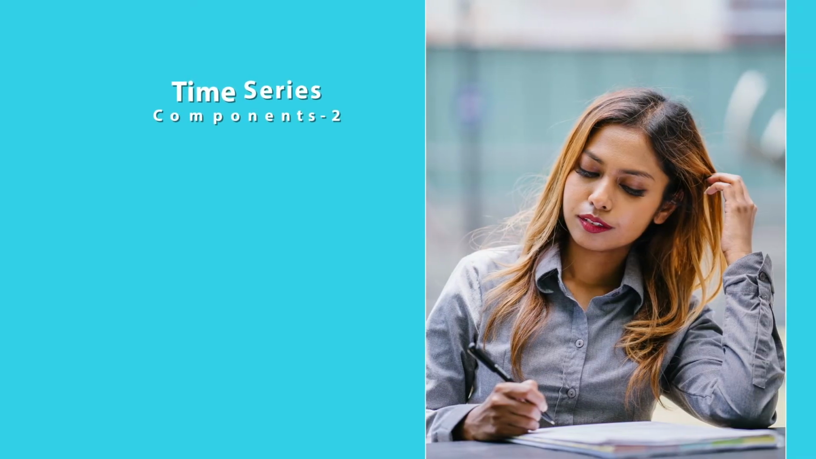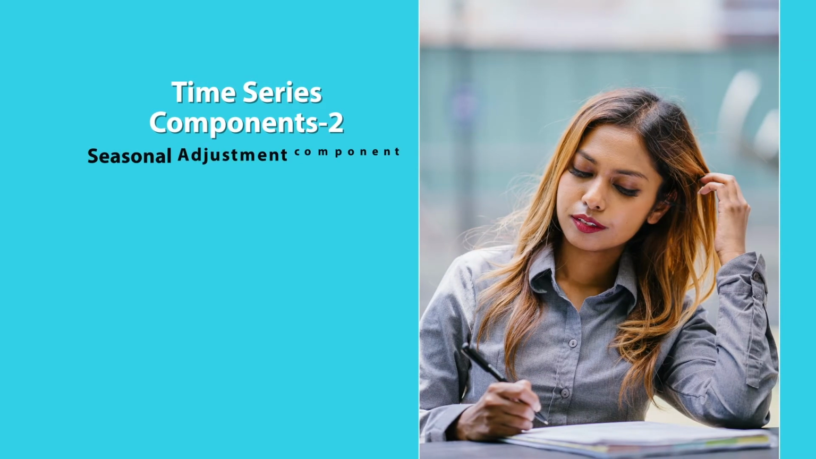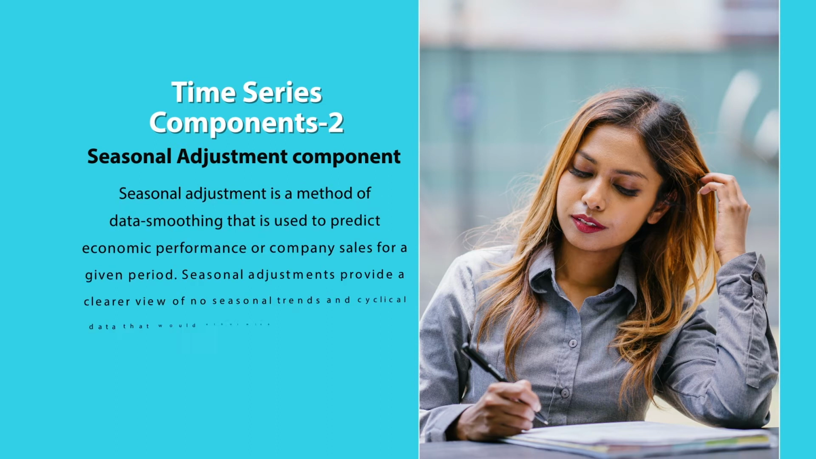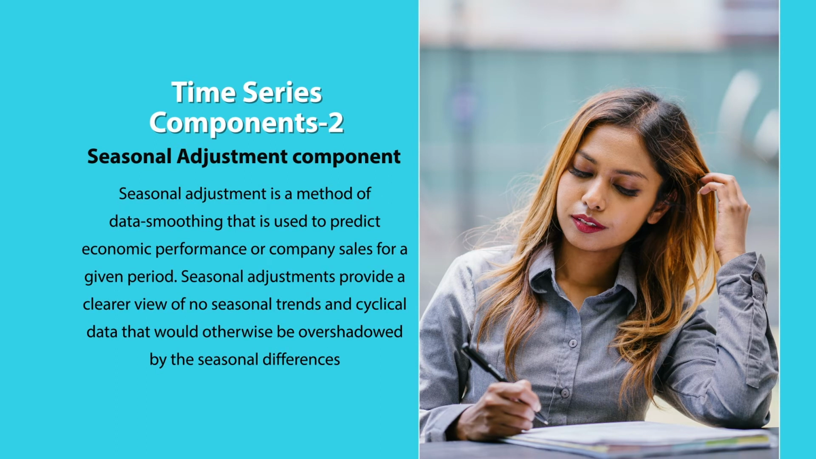So now the second component is the seasonal adjustment component. Seasonal adjustment is a method of data smoothing that is used to predict economic performance or company sales for a given period. And this varies from 12 months to 1 year.